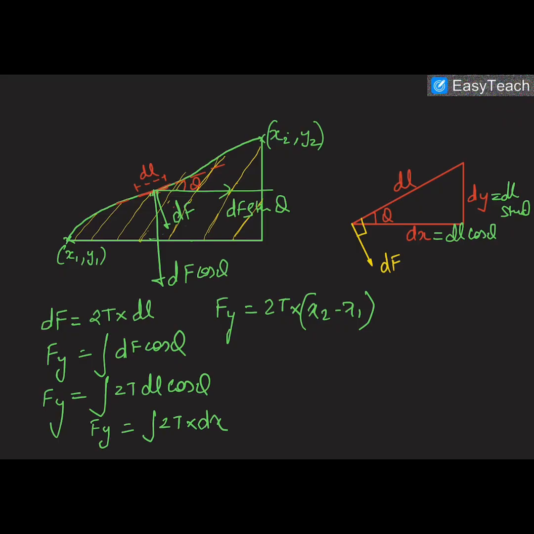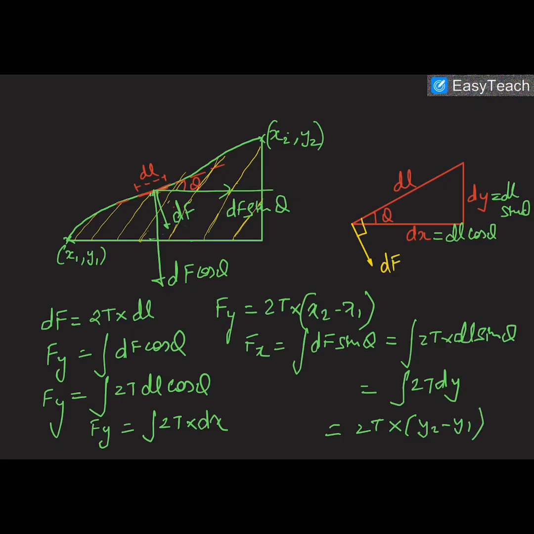Similarly Fx is the integration of df sin theta, and df is obviously 2T into dl, and dl sin theta is dy, so this is 2T into dy, and the integration of dy will be y2 minus y1. So we can say that the force acting on this wire frame can be easily calculated in the y direction by multiplying the surface tension with this length, and in the x direction by multiplying the surface tension with this length.